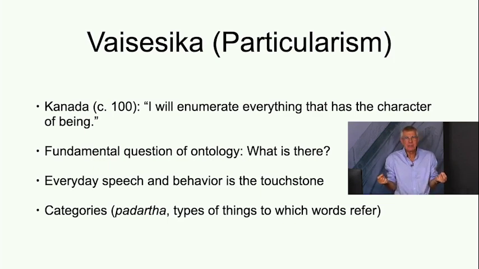And the method he uses is one that relies on everyday speech and behavior. So everyday speech, everyday behavior, that's the touchstone. What do I act in the ordinary sense every day as if it exists? Well, things like books, tables, chairs, vegetables, animals, minerals. I act as if those things are the real constituents of the world. And I speak that way too. So he goes about identifying categories, padartha, the types of things to which words refer, he says.